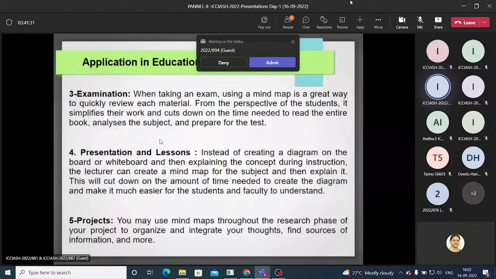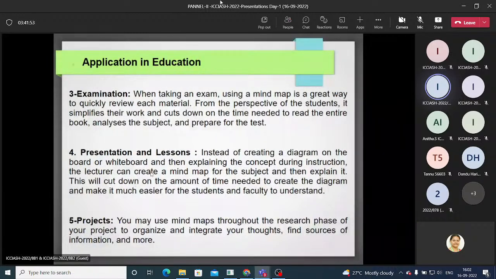Then for taking examinations also, we can create some kind of mind map so that in vivas or similar situations, students can recall it very easily, right? Then for presentation and the lesson, instead of creating diagrams on the whiteboard, you can just draw a mind map for that particular subject, and you can explain that particular thing with the help of the mind map.